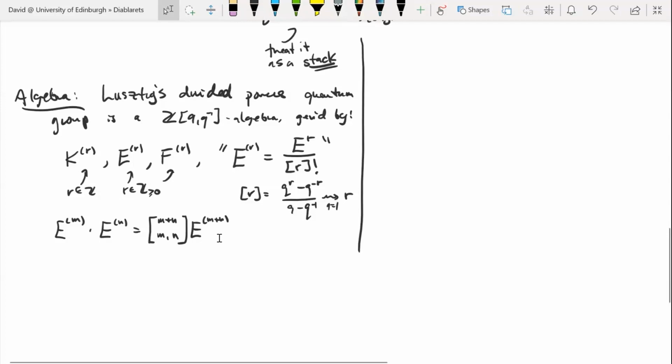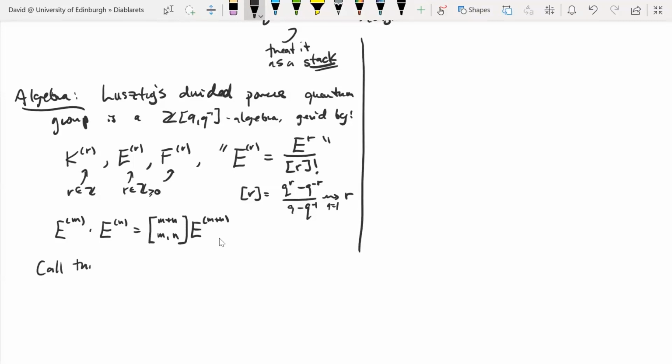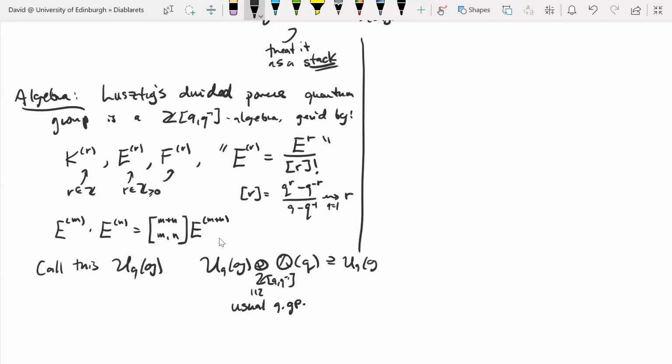Okay. And the point is that if we take, let me just call it U_q G, and we tensor over Z[q, q inverse] with, say, rational functions in q, then this is just isomorphic to the usual quantum group. And in fact, what I've done is I've given you an embedding of U_q G, this particular form, inside there when I gave these formulas. So this is what's called an integral form.